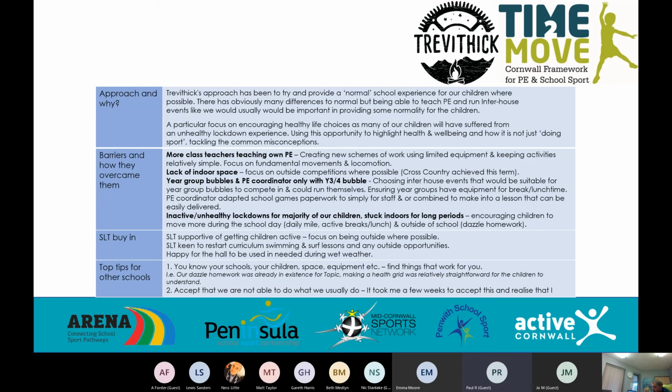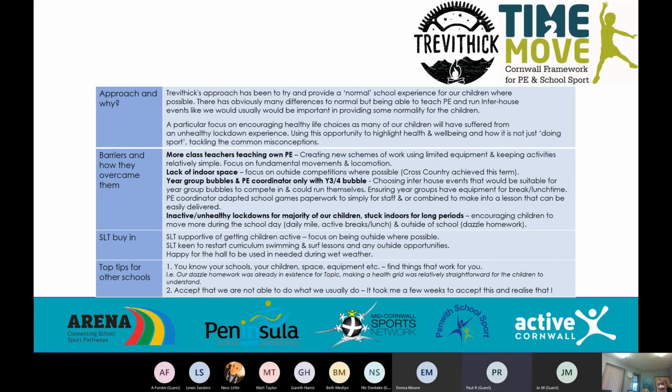And one of our main things was a particular focus on healthy lifestyle choices. We know that in our area at Camborne, we've got quite a high level of deprivation, and a lot of our children had unhealthy lockdown experiences. So we wanted to use this opportunity to highlight health and well-being, and how it's not just doing sport. It's quite a common misconception at our school in particular, where children, if they don't like football and rugby or netball, assume straight away that they're not healthy. So we wanted to address that misconception.